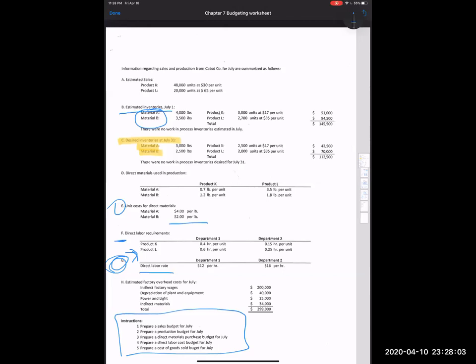Our finished goods as of July 1st, right? So that's here. And then here is the number that we're taking. This shows us our inventory for product K and L, the units and the cost per unit. And so this will represent our finished goods inventory as of July 1st, meaning that they didn't sell this in June, in a prior month. So what goes here is 145,500, okay?